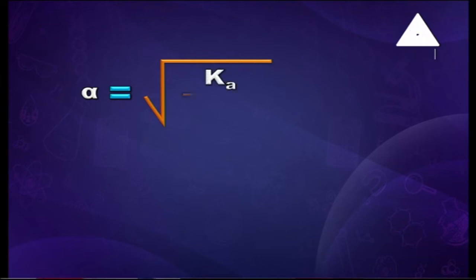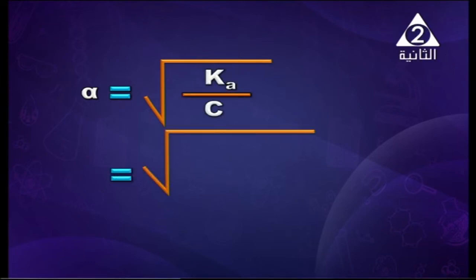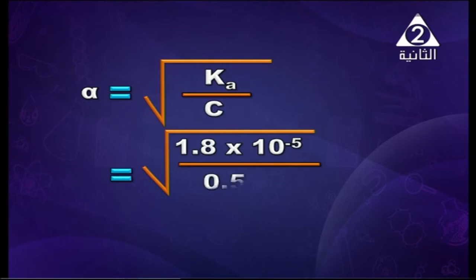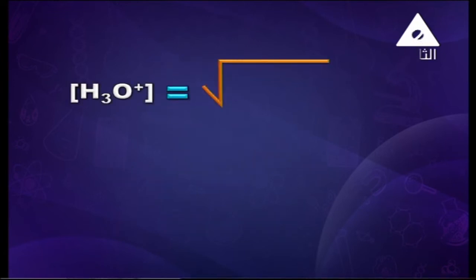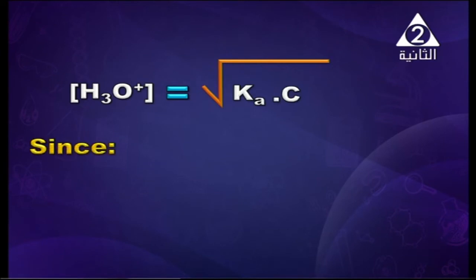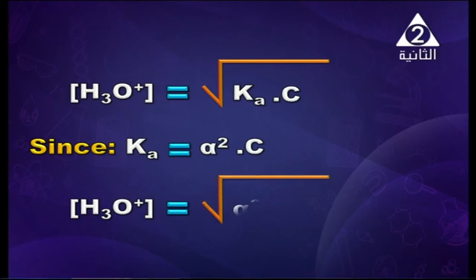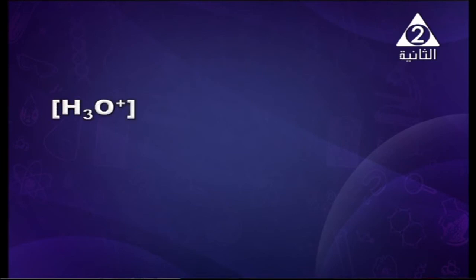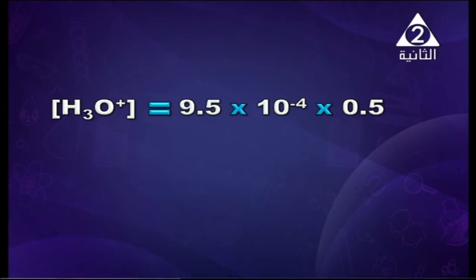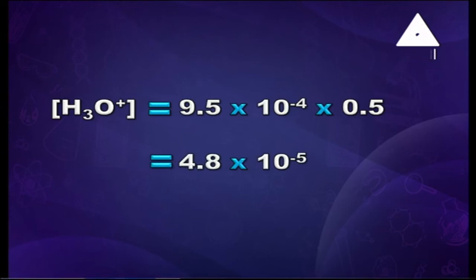here alpha equals the square root of Ka over C, so square root of 1.8 times 10 to the power negative 5 over 0.5 equals 9.5 times 10 to the power negative 4. And here hydronium ion equals square root of Ka times C, since Ka equals alpha squared times C, so hydronium ion equals alpha times C. So here hydronium ion equals 9.5 times 10 to the power negative 4 times 0.5, so equals 4.8 times 10 to the power negative 5.